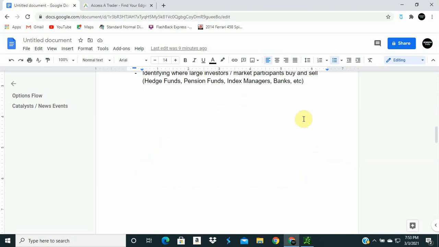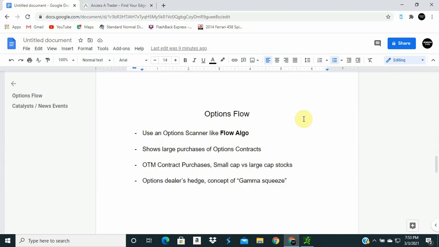The next thing I use is options flow. All right. So the scanner that I prefer is called Flow Algo. There's a couple scanners out there. They all do the same thing, but Flow Algo is what I recommend and where I would point people. So why do we care about options flow? We want to look at big purchases of options, and specifically out-of-the-money contracts.